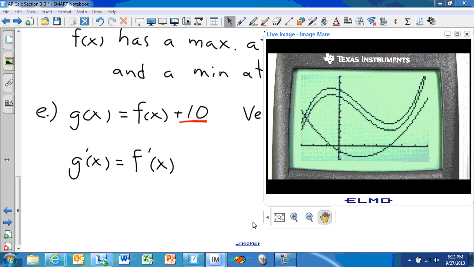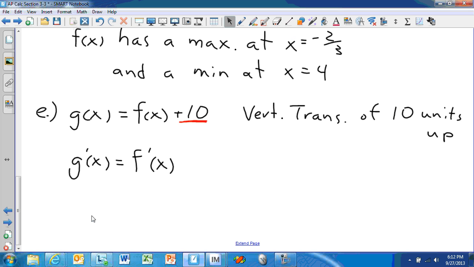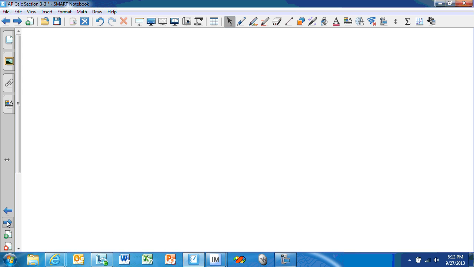All right? And that's what the last two parts of part E ask you about, the relationship between f and g, and the relationship between f prime and g prime. All right, that is the end of this section for us.